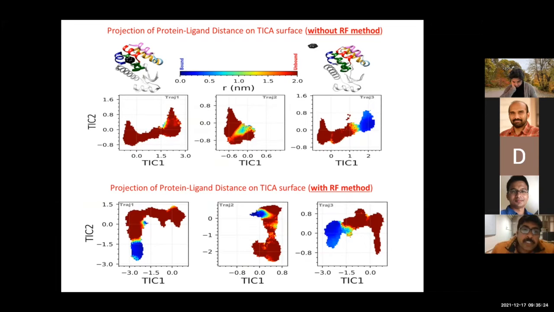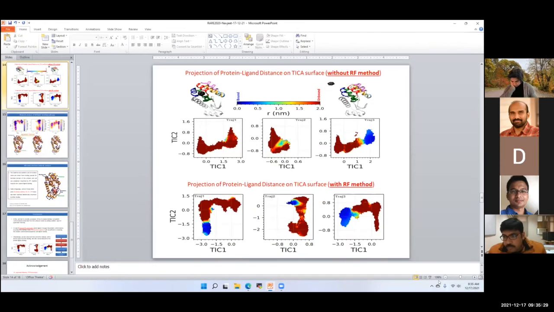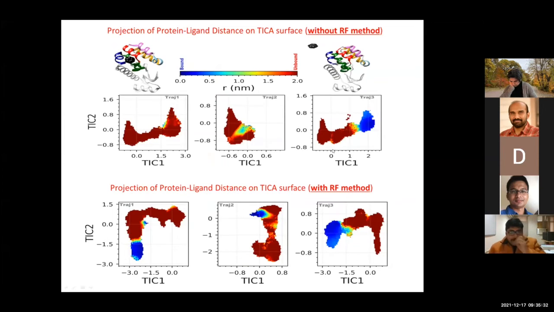And as you can see, I'm just revising what we showed previously. We used the standard procedure, in which we have these TICA surfaces. In each TICA surface we color according to the ligand distance. Blue is bound, meaning the states belonging to that particular bin are bound. And if it is red, it means they are unbound.